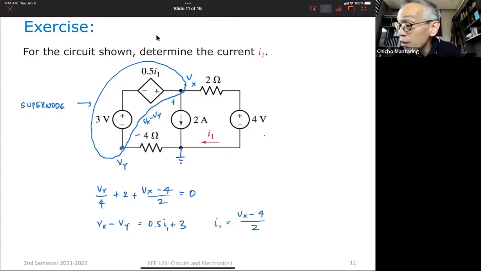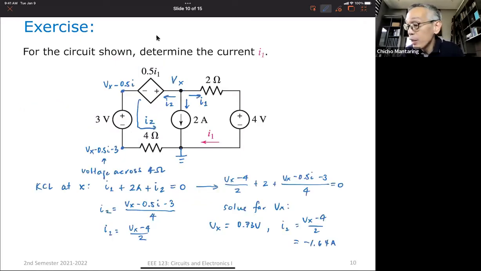Okay? So again, if I apply KVL and I go clockwise, voltage rise is let's say negative. So this is minus 3 volts minus 0.5 I plus Vx minus Vy is equal to 0. That's what comes out. Okay, so you can do it this way, or you can do it this way. Those are two options available to you.